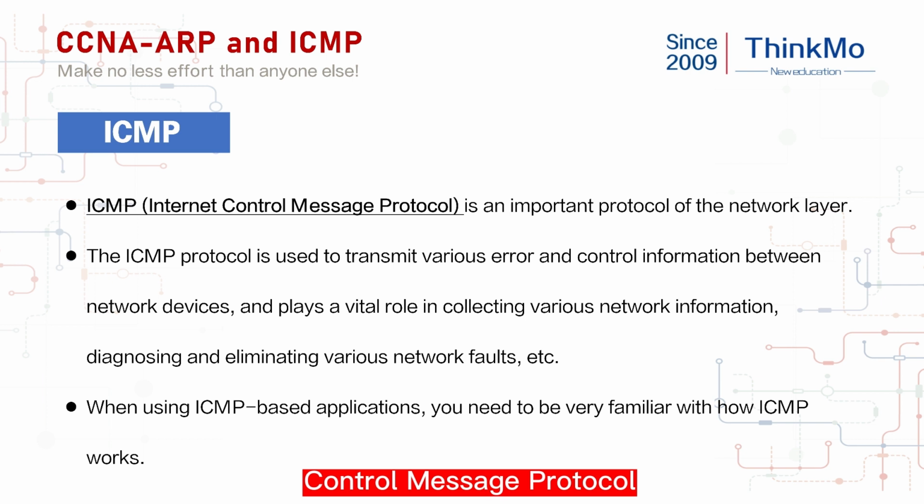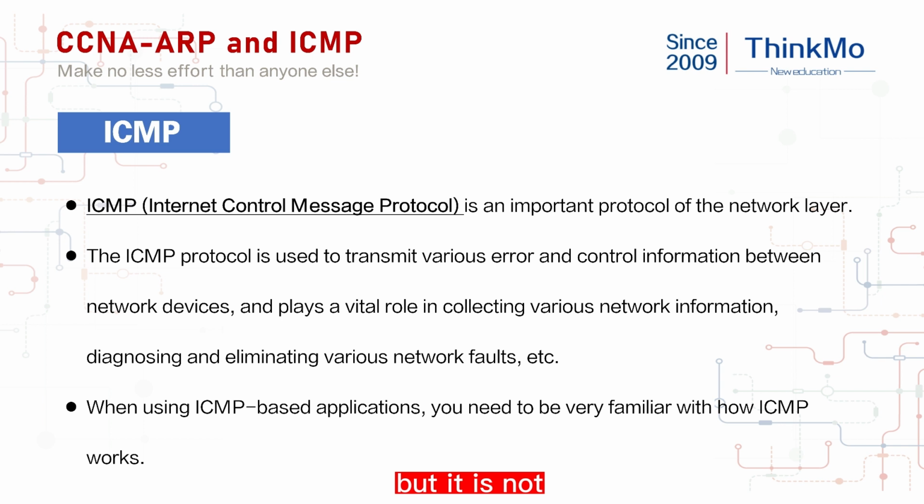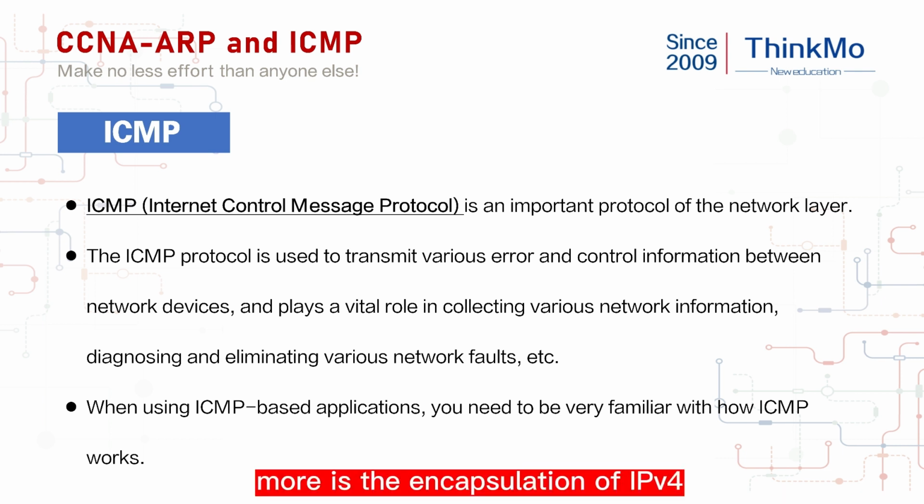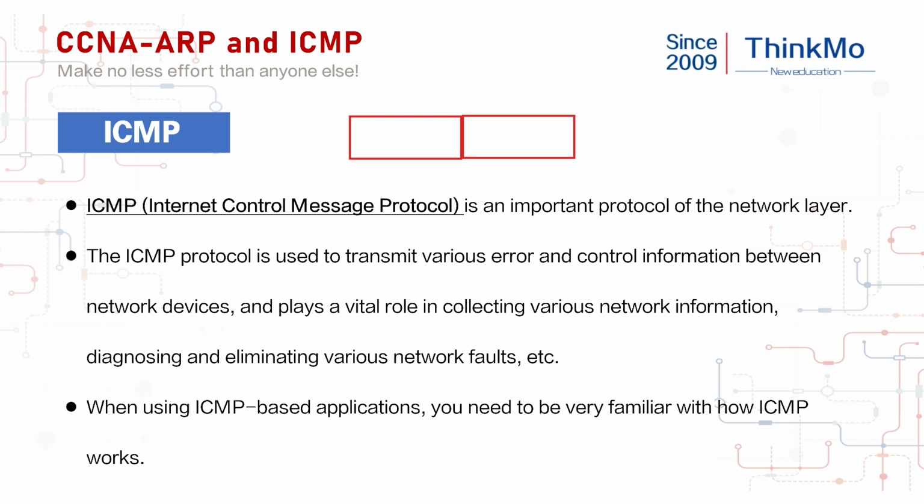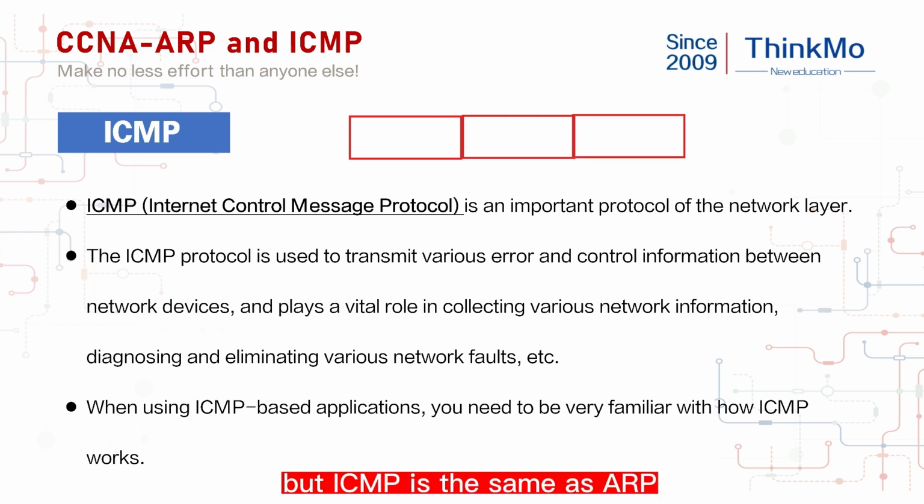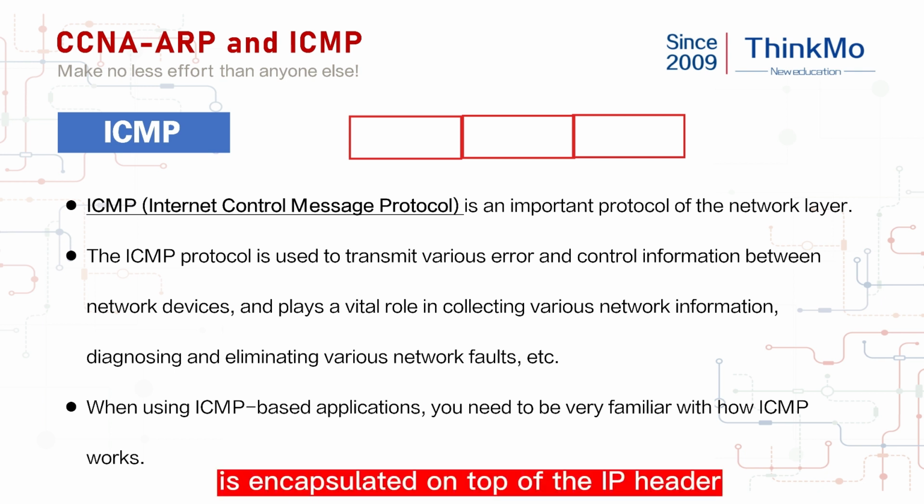Internet Control Message Protocol. This is an important protocol at the network layer. But it is not actually encapsulated at the network layer. Now the network layer mostly uses IPv4 encapsulation. 2-layer encapsulation, 3-layer packaging. Logically speaking, it should be a 4-layer package. But ICMP is the same as ARP. The top layer is ICMP. There is no transport layer and application layer behind. It is encapsulated on top of the IP header.